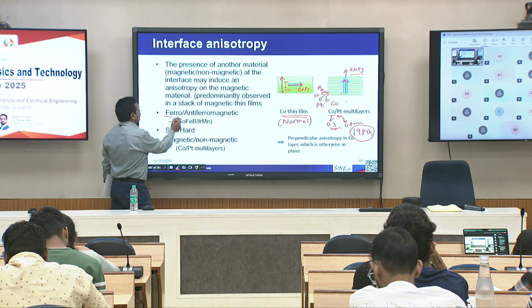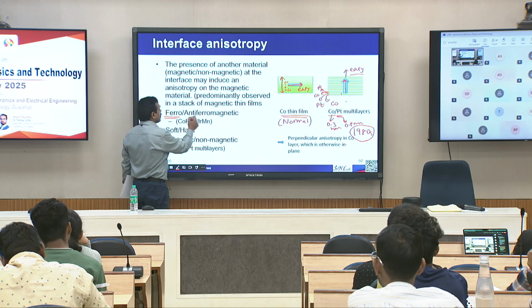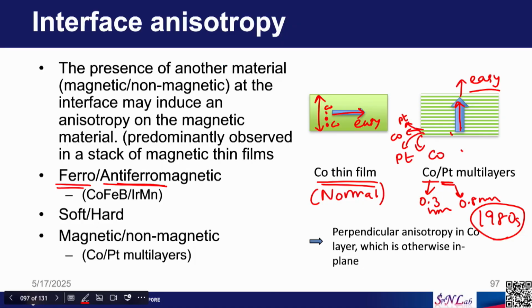You can interface a ferromagnetic material with an antiferromagnetic material. This is another type of interface, and then you can get another type of anisotropy. You can interface soft magnetic material with hard magnetic material, or, like I described just now, here we are interfacing a magnetic material with a non-magnetic material, and we get perpendicular anisotropy. So, these are some examples of interface anisotropy.